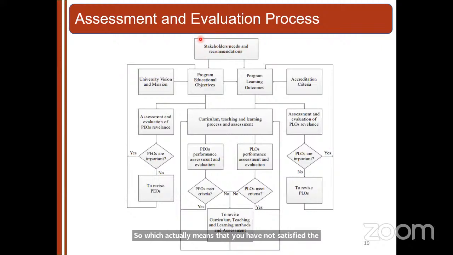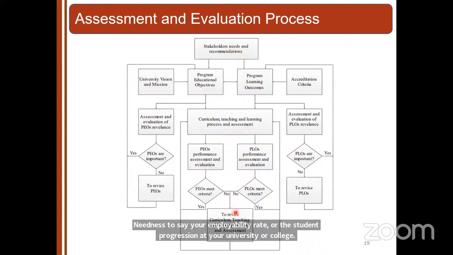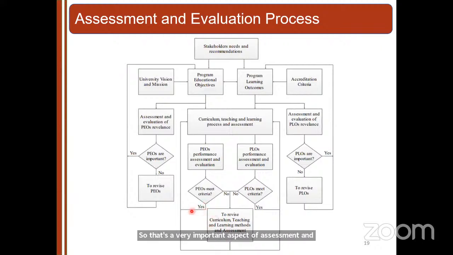An employer is a very important part of a stakeholder. So you have not satisfied the needs of an employer. Once you have not satisfied the needs of an employer, needless to say, your employability rate or the student progression at your university or college will definitely show a lower number. So that's a very important aspect of assessment and evaluation. So if your criteria have been met, then this process will just continue, keep on in a loop. So here I would like to talk about what are the supports that we get from the ministry side.